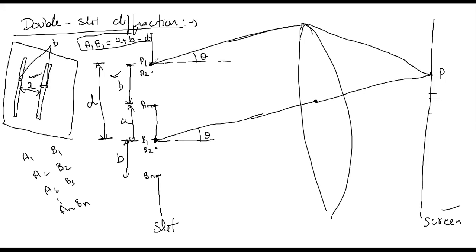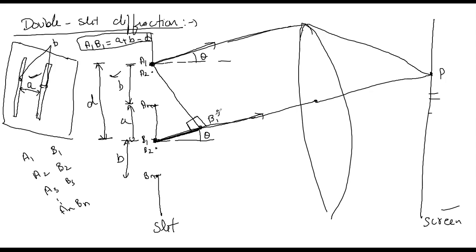Now, with respect to wavelets that are starting from A1, the wavelets that are starting from B1 will travel some distance which is going to be extra. How can we calculate that distance? If I draw a perpendicular from here to here, then both of these rays are parallel to each other, so whatever distance they travel would be equal to each other. So the wavelets that are starting from point B1 are going to travel this much distance extra.